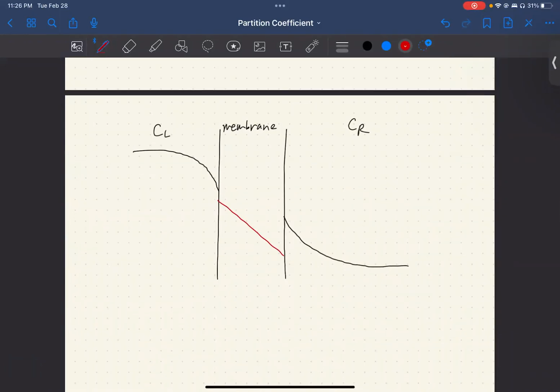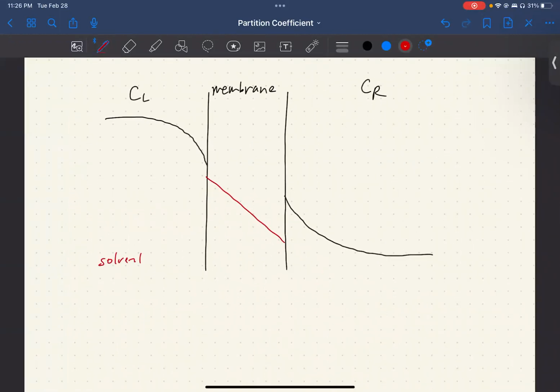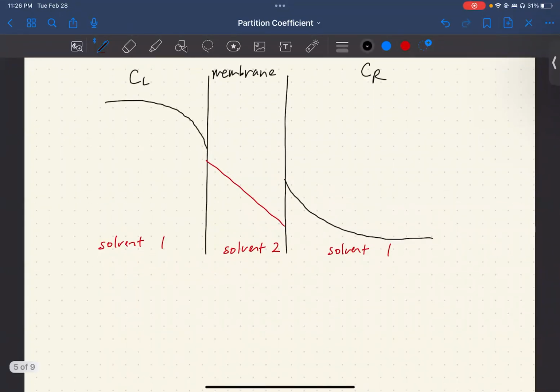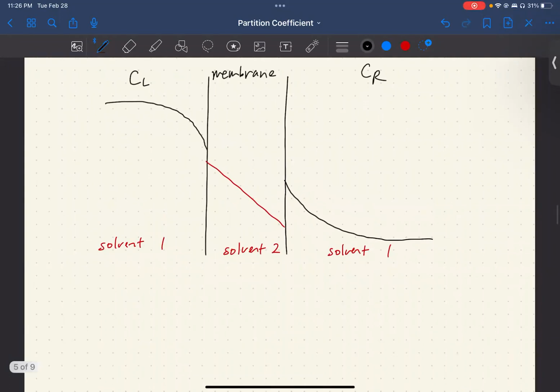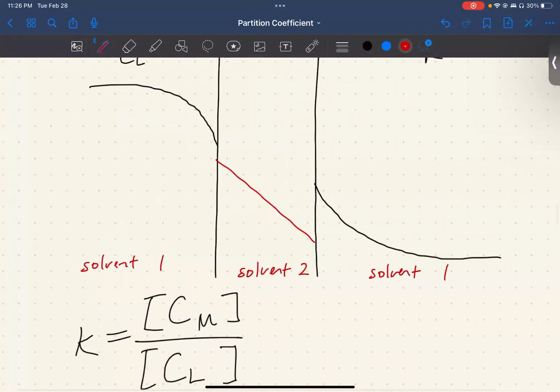Okay, so let's get started. We now have three different layers. We talked about this being solvent 1, this solvent 2, and then this is solvent 1, simply going back to the same solvent. So how do we write the actual partition coefficient? Well, at equilibrium, K is equal to the concentration in the membrane over the concentration on the left side. Remember, it's solvent 2 over solvent 1, and this is at the actual interface.